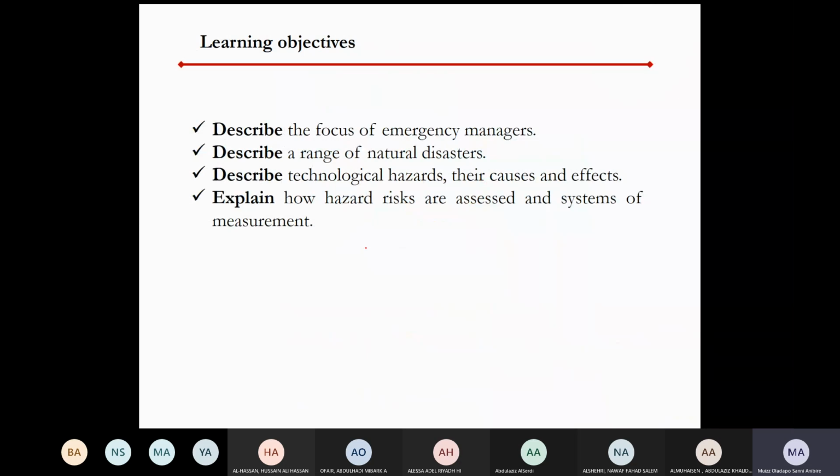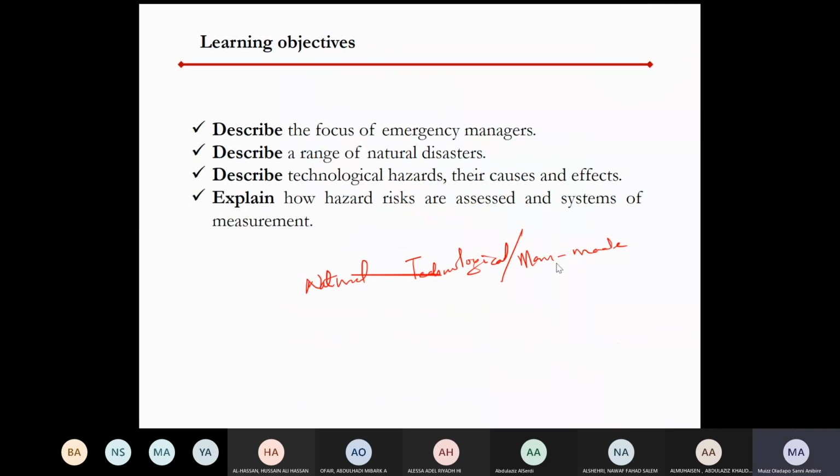It could be natural or technological, and you could also say man-made. You can say man-made or human-made disasters, and you're going to see examples of this, what we mean by this.